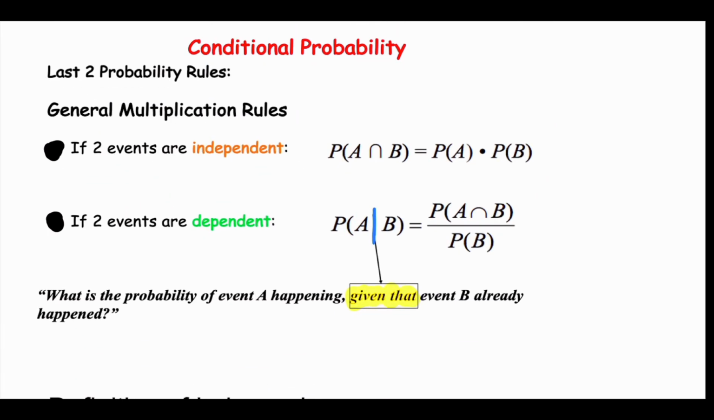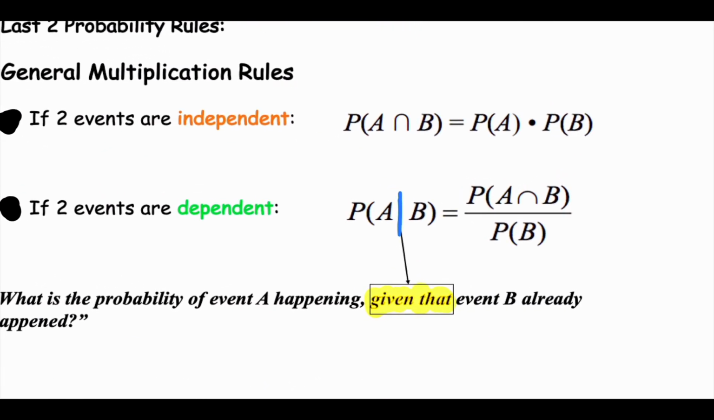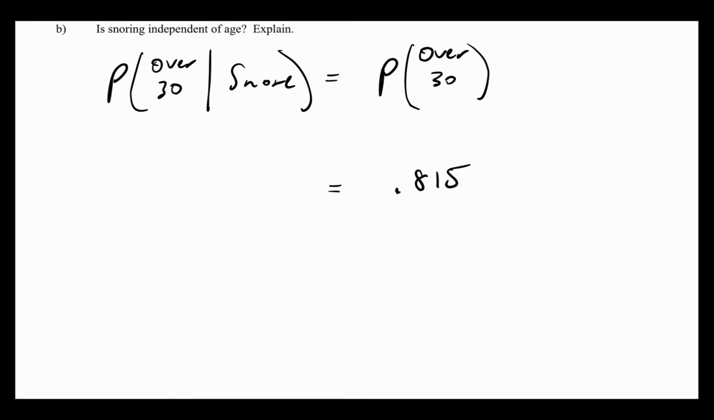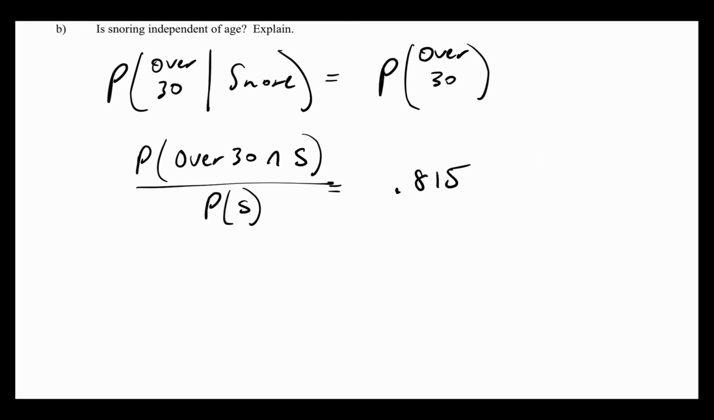The other guy is a conditional probability. I'm going to have to use the general multiplication rule. This guy here, it's a given, right? So I have to use this formula. The probability of both over the probability of B. So I got to find out the probability of over 30 and snoring over the probability of snoring. That's what number is going to go there once I plug it in and divide.